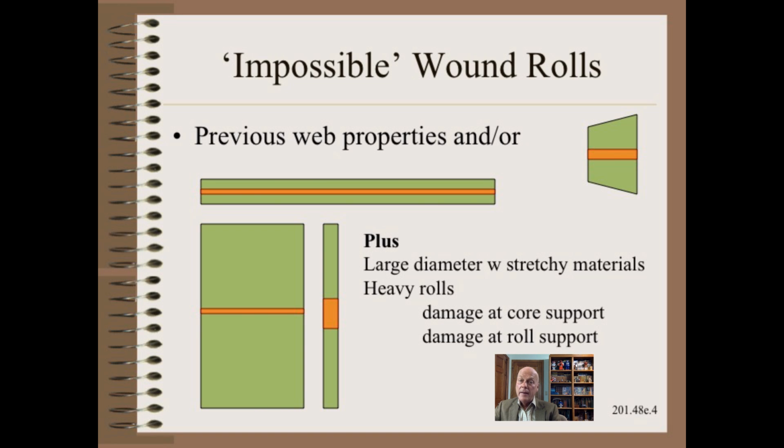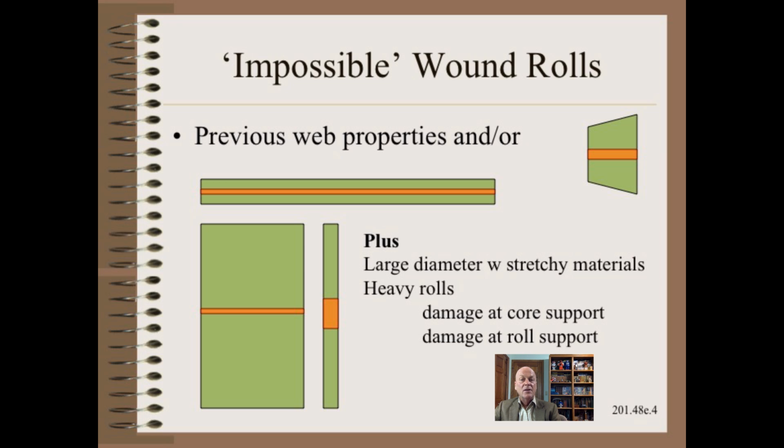Impossible for winding includes certain web properties, as we just discussed, in conjunction with certain geometrical properties we discuss here. Examples of difficult to impossible to wind rolls include wide rolls due to deflection, large diameter rolls on small diameter cores for many reasons, rolls with a large diameter to width ratio because they might telescope or tip over, webs whose thickness varies across the width, and so on.